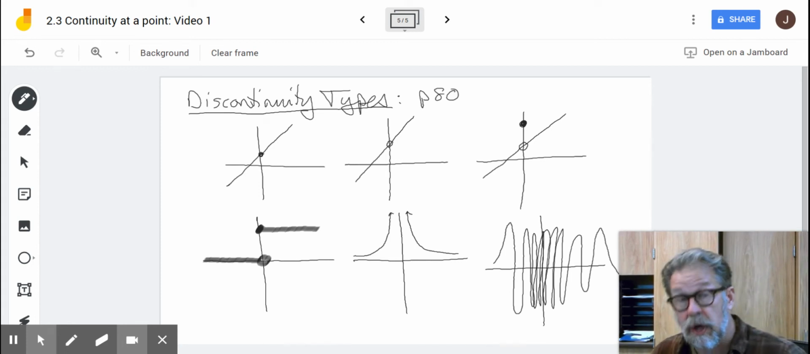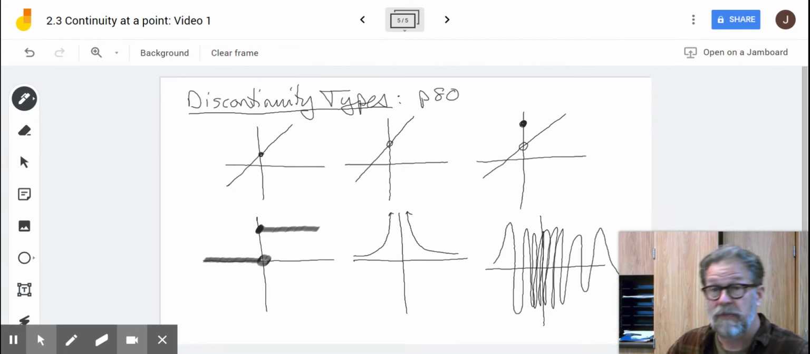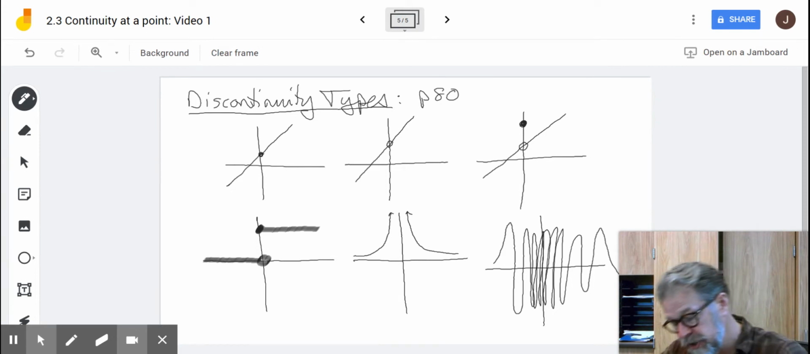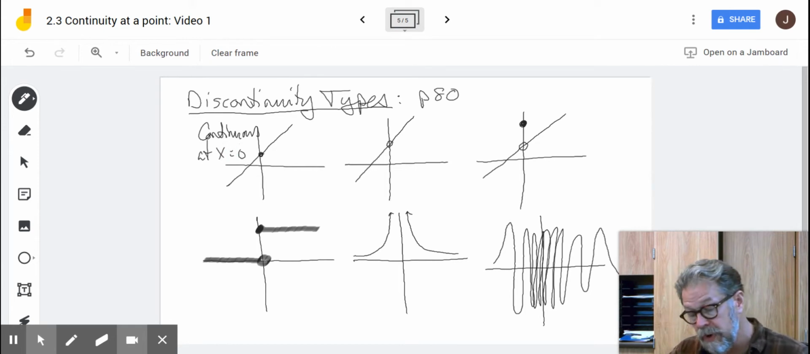All right, guys, let's talk about discontinuities very briefly. There are several different types of discontinuities. First of all, right here, we have a function that is continuous at x equals 0, and we're going to use this as sort of a model for the next couple.